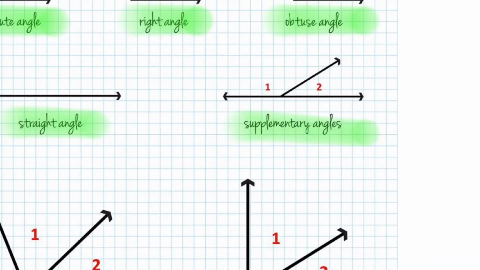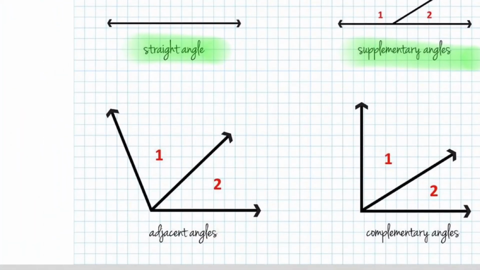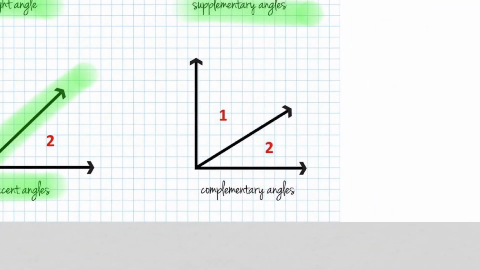Supplementary angles add to 180 degrees. Adjacent angles share a side. Complementary angles add to 90 degrees.